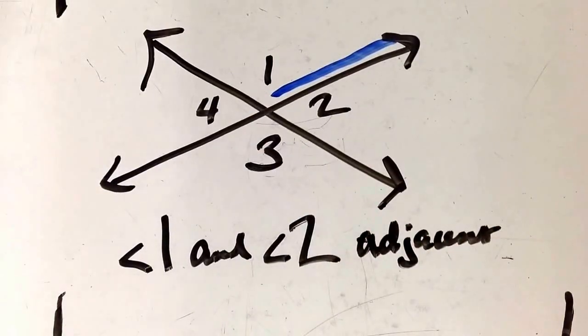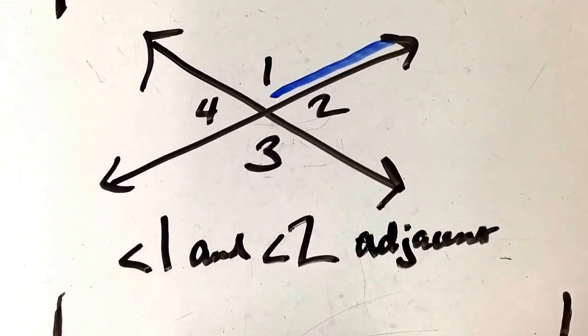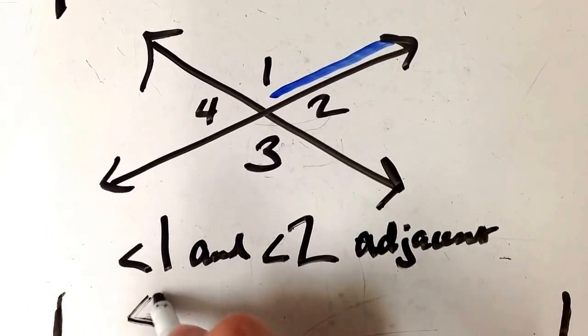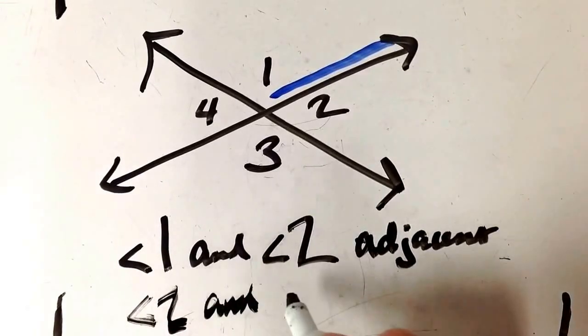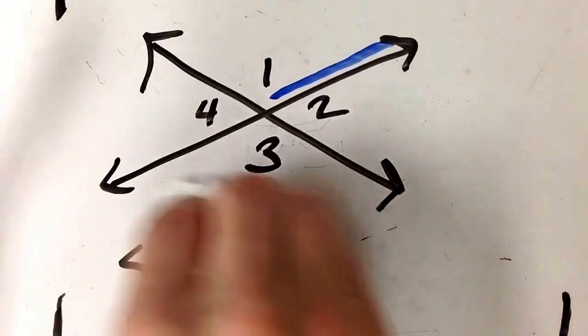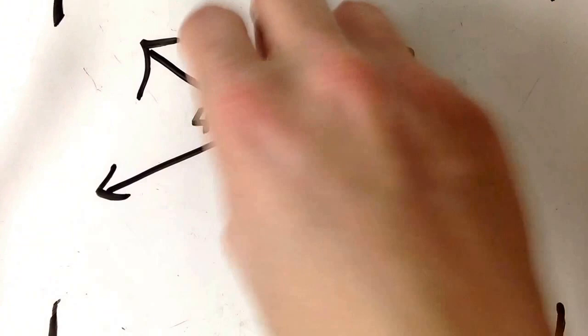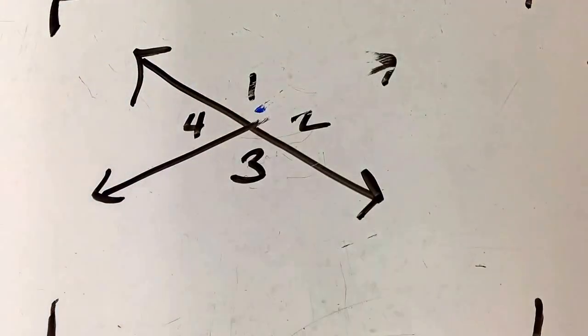You can also see other adjacent angles in here. I would say angle 2 and angle 3 are also adjacent, and there are others, but we don't have to list all of them. So that's adjacent, where they share a common side. Now, I'm going to try to erase the blue here. That did not work. That's okay.